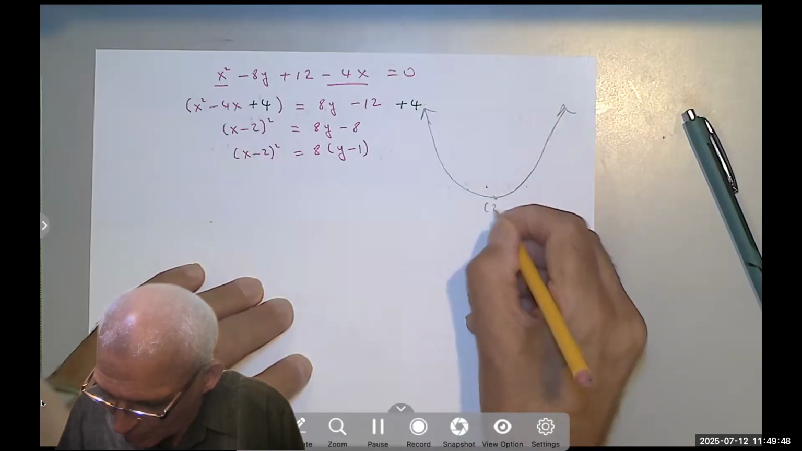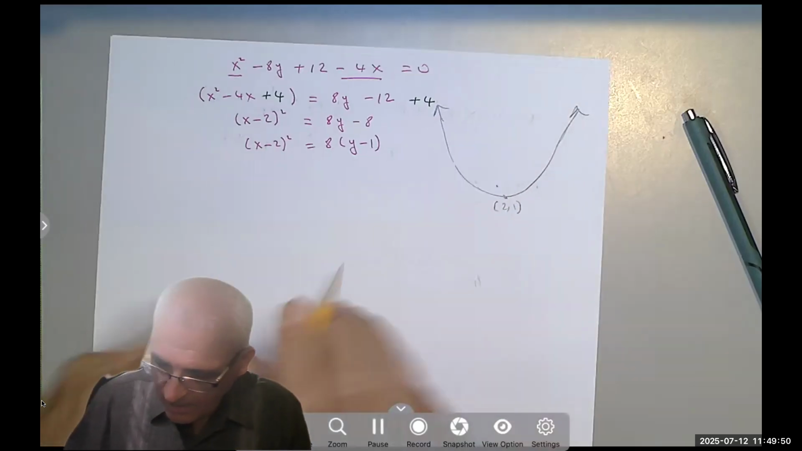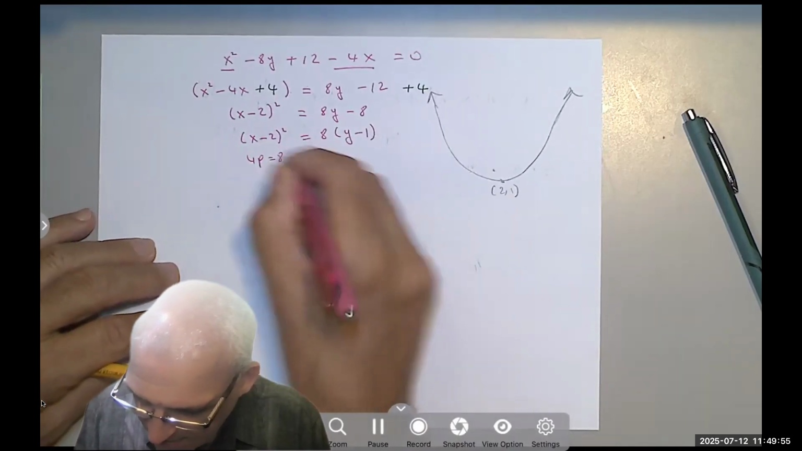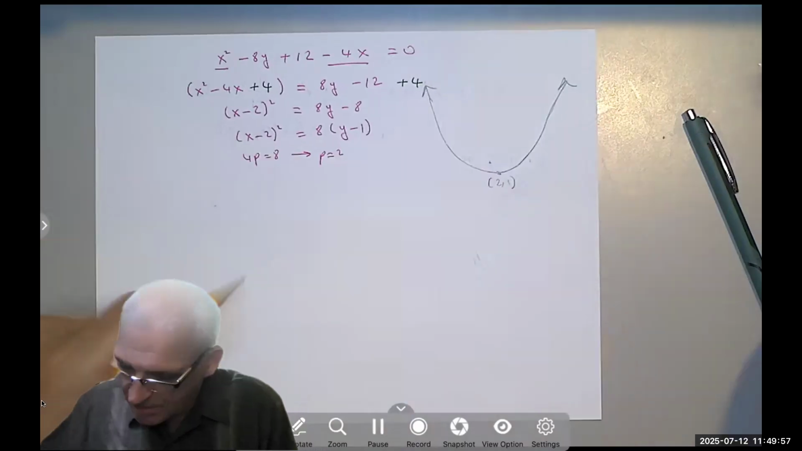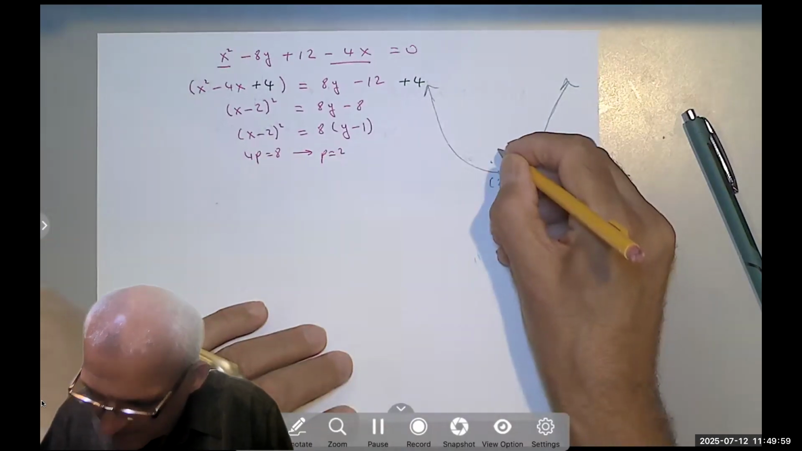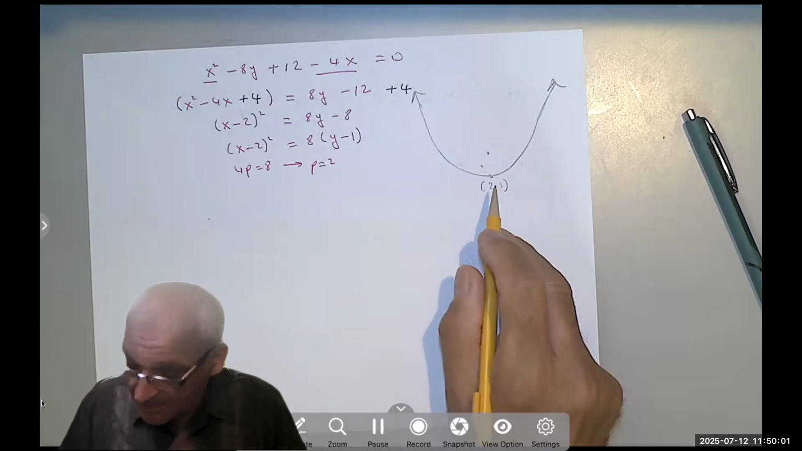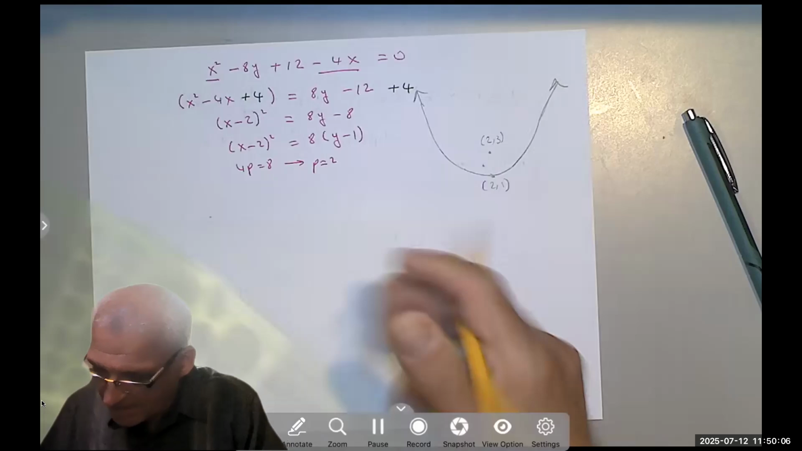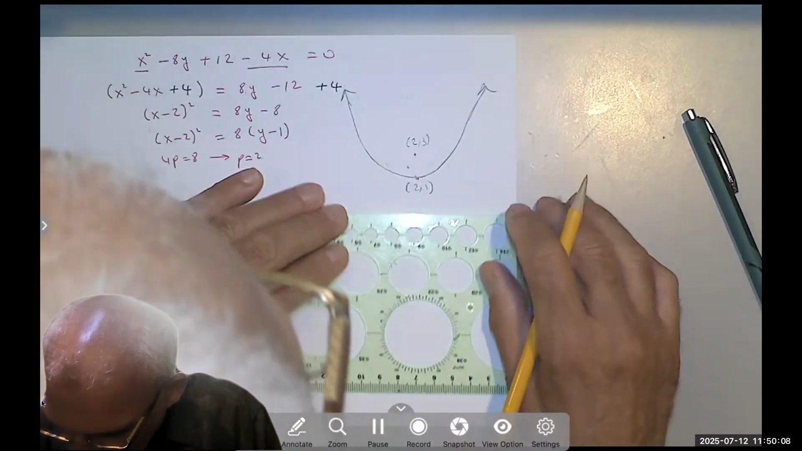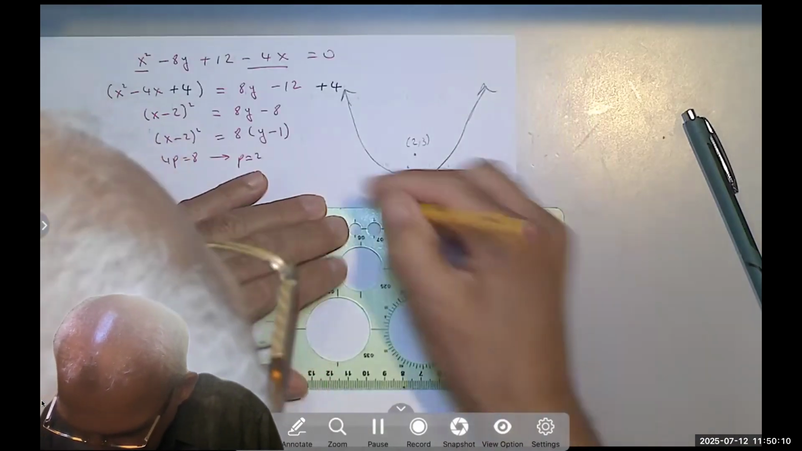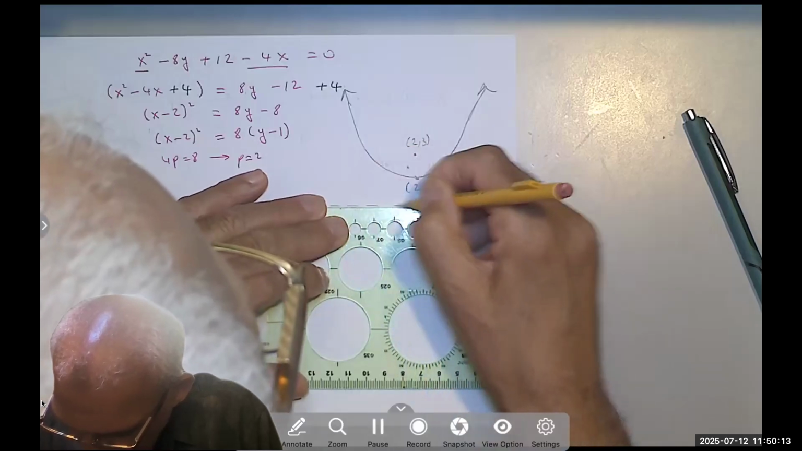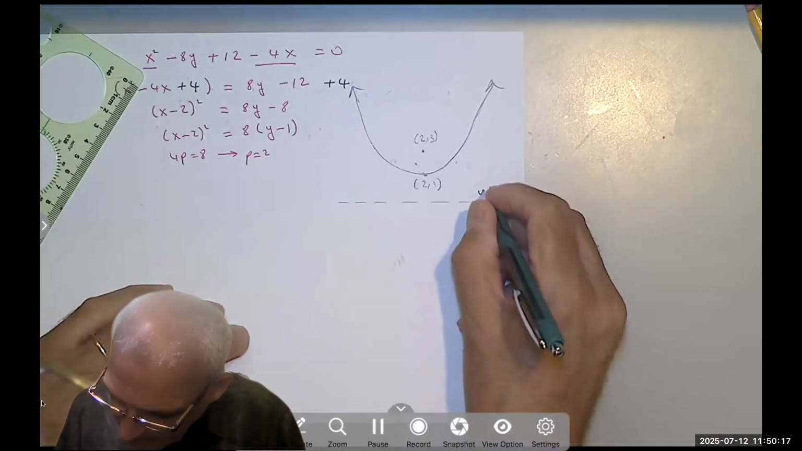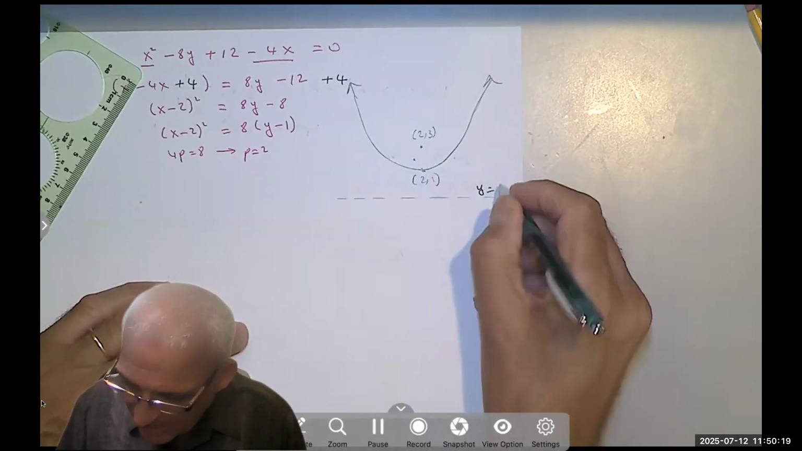This point is (2, 1). 4p equals 8, so p equals 2. 2 units above that, so it's really (2, 3), is the focus. 2 units below the vertex is my directrix. Notice that's a horizontal line, so its equation is y equals 1 minus 2, which is negative 1.